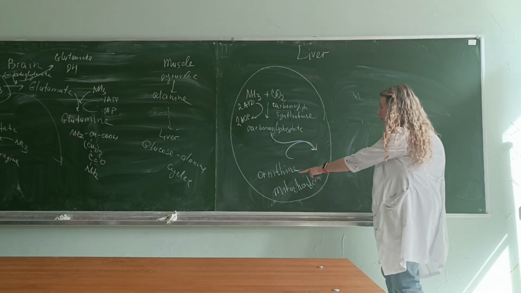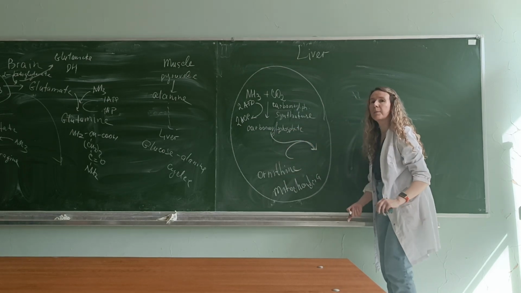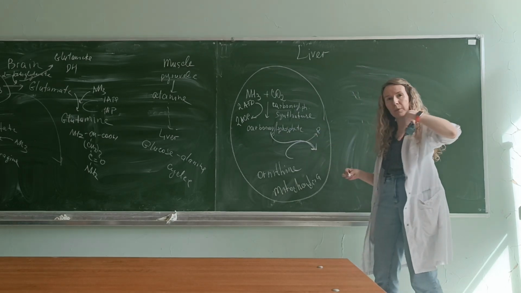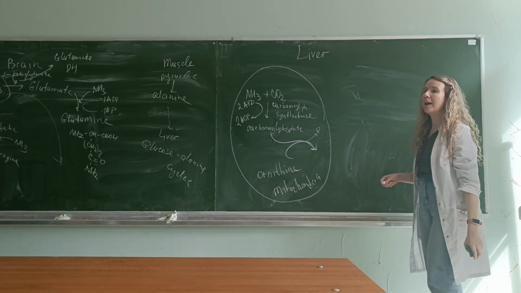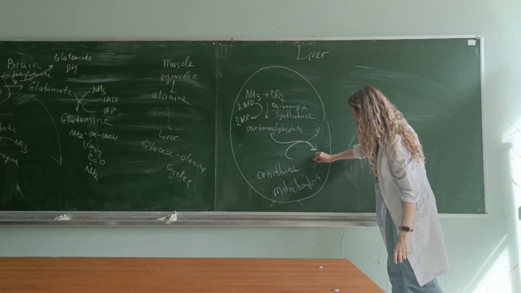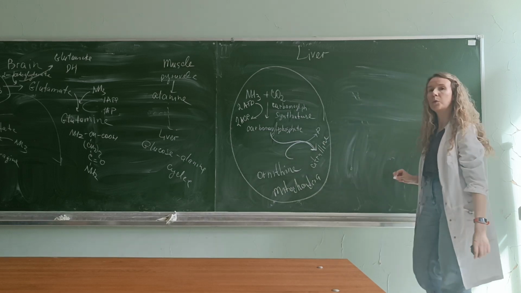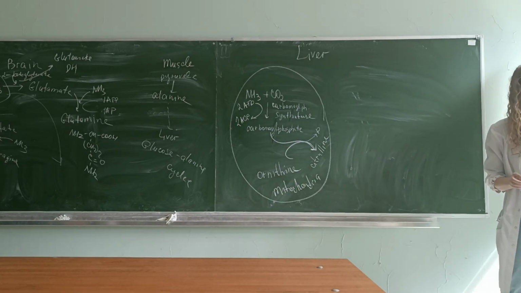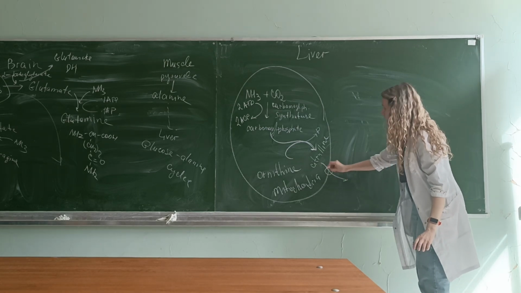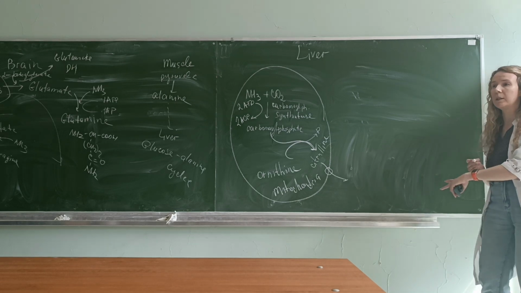So ornithine, a non-proteinogenic amino acid, connects with carbamyl phosphate. We release the phosphate group, and we can get another non-proteinogenic amino acid named citrulline. Citrulline will go out from mitochondria with the help of a specific transport protein.